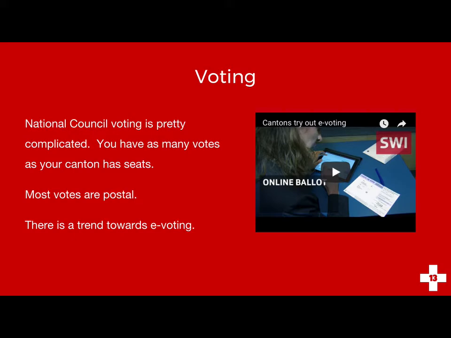And there's a trend towards e-voting. Geneva specifically, because of its large size, is really trying to push for implementing e-voting systems. This is a topic I'm particularly interested in because it relates a lot to my work in blockchain.